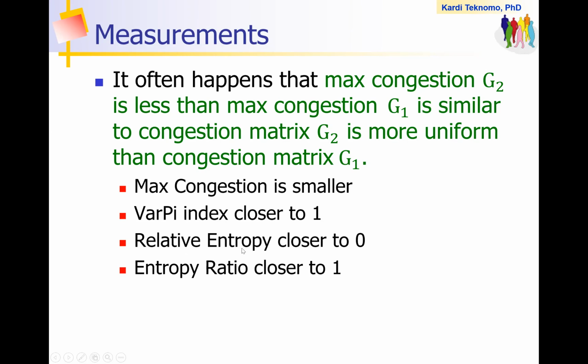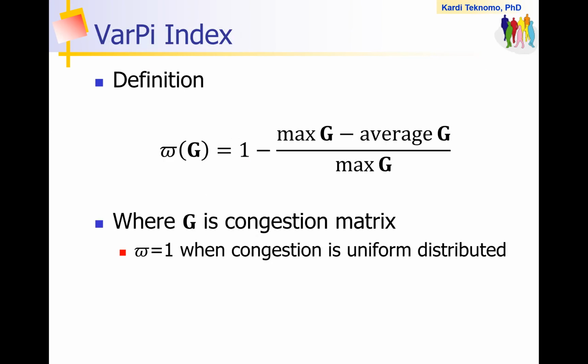And then you can also calculate using relative entropy or entropy ratio. In Excel, you already have that. So the FAR-P index is simple. You have the maximum congestion, and then you have the average congestion. I subtract the average from the maximum, and then I divide by the max. Then I take 1 minus this value. So I call this the FAR-P index. G is the congestion matrix.